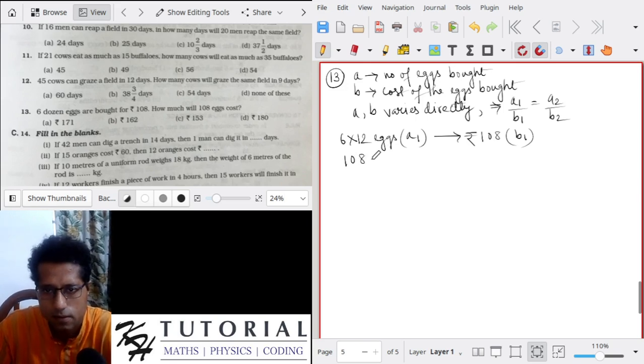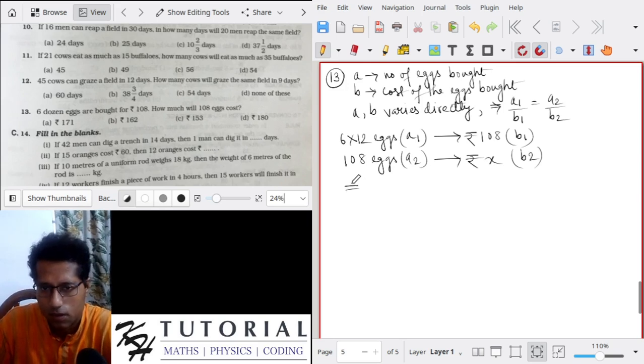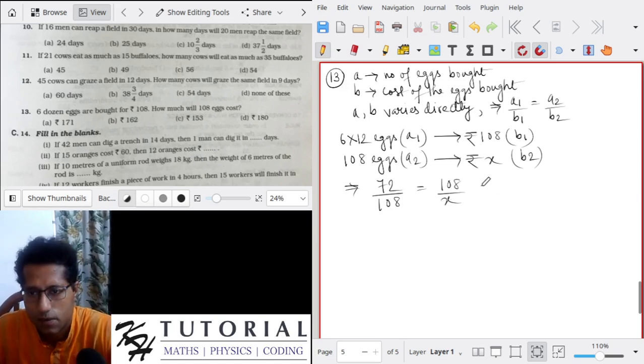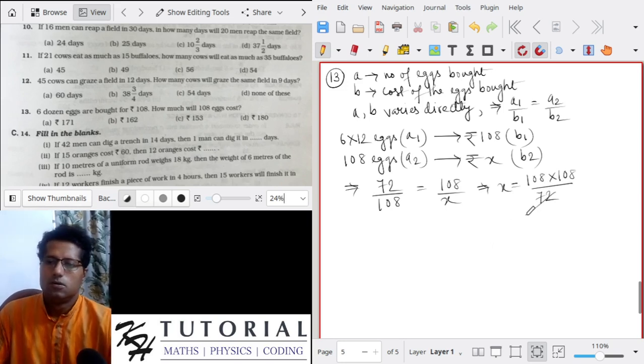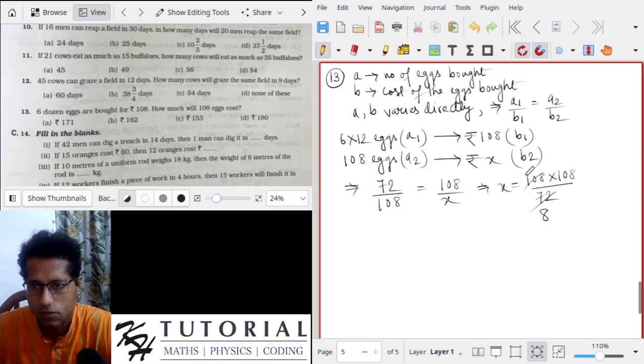So 108 eggs, let this be A2, will cost, let's say, rupees X. So this is B2. Now applying the formula A1 by B1 equals A2 by B2, we have 6 into 12 is 72 divided by 108 equals 108 divided by X. This implies X equals 108 multiplied by 108 divided by 72.